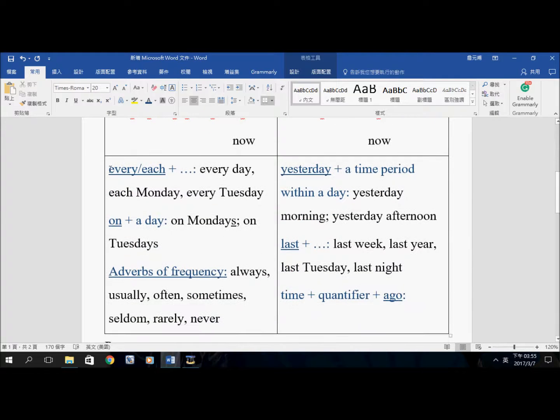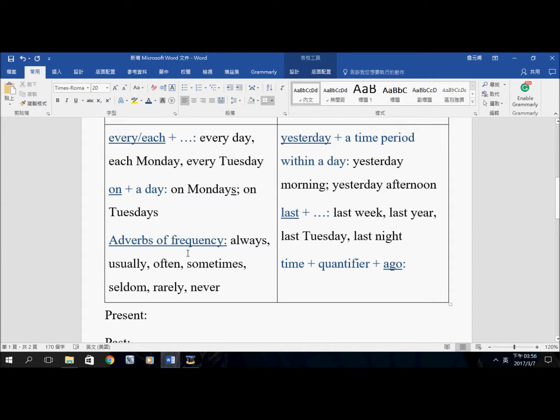For example, every and each with a time marker. Every day, every Monday, there is a Monday in every week. Every Tuesday, there is a Tuesday in every week too. So you can see that these time markers, they repeat themselves. On a day, like on Monday, we put an S at the end to stress that it's like every Monday, not just this Monday, but the next one too, and the one prior to this Monday. So with an S to emphasize that it's every Monday. So on Mondays or on Tuesdays. And do remember that we use on with a day of the week, with one day.